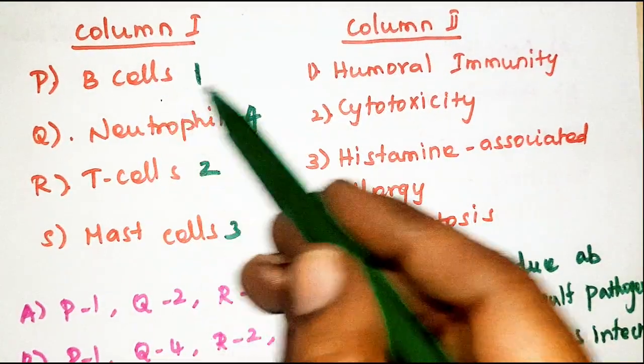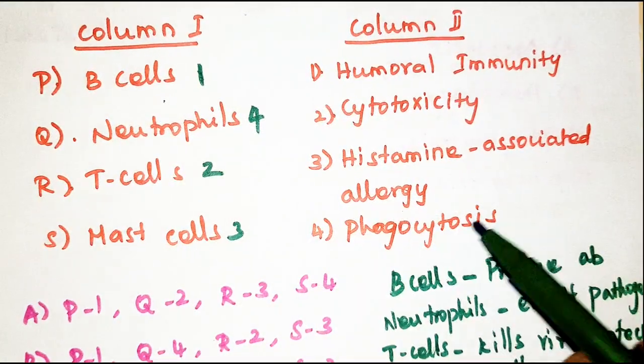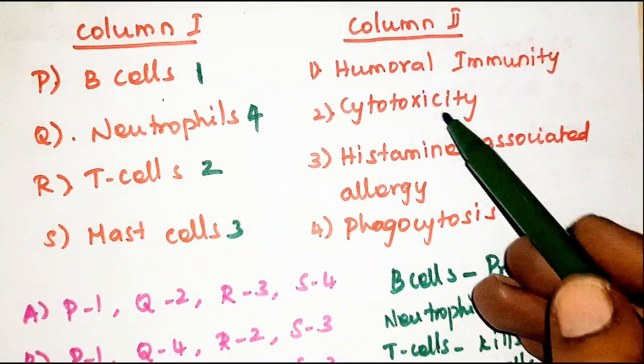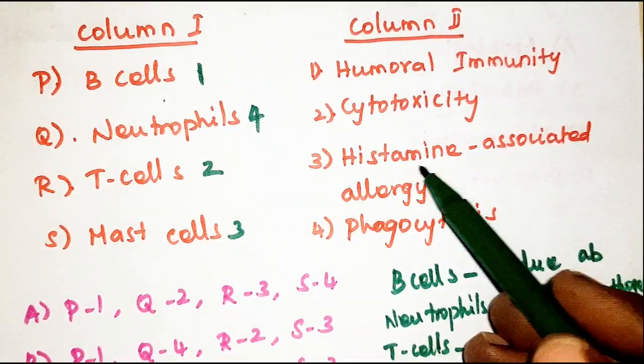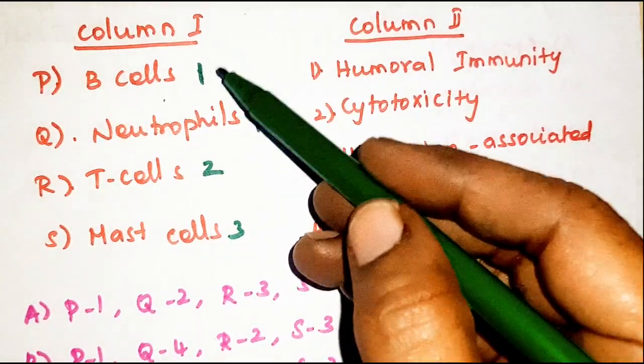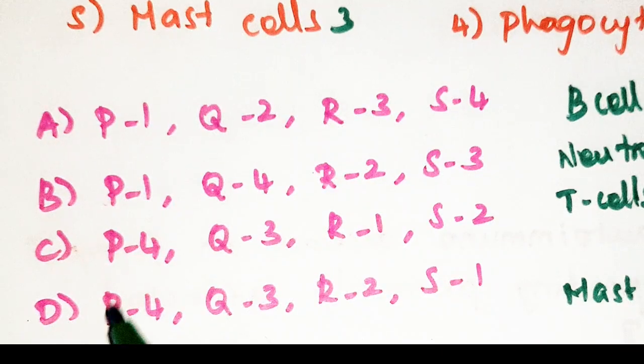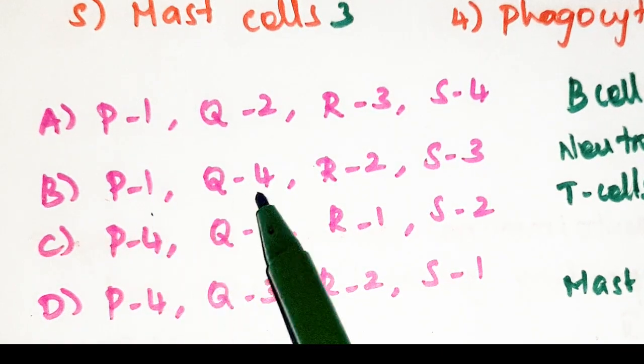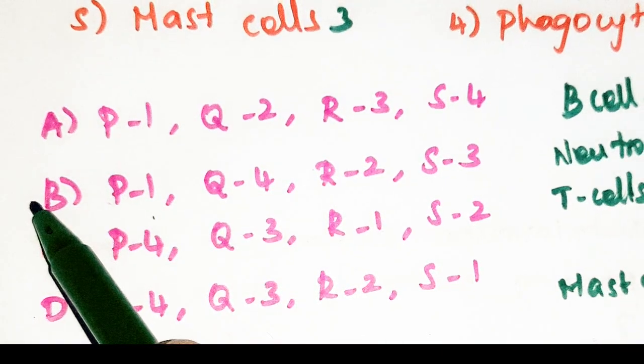Okay. B cells are involved in humoral immunity, neutrophils in phagocytosis, T cells in cytotoxicity, and mast cells in histamine associated allergic reactions. So it is 1, 4, 2, 3. You have to search for 1, 4, 2, 3. So answer B is correct.